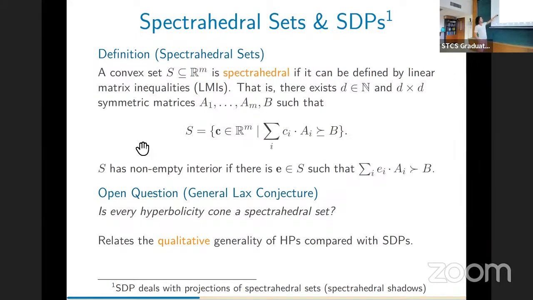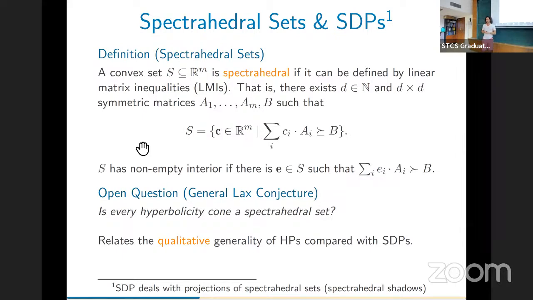Okay, and here's the conjecture. Lax did not make this conjecture, he made a more basic version of it, but then people generalized it, and this is the right way to generalize it. It's now known as the general Lax conjecture: if I look at the hyperbolicity cone, is every hyperbolicity cone a spectrahedral cone? Okay, so that's the conjecture, and people believe that the answer is yes.